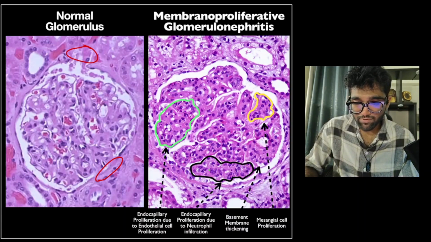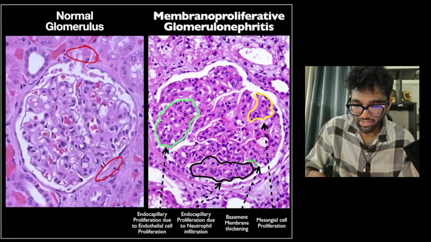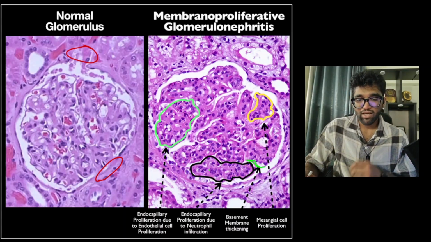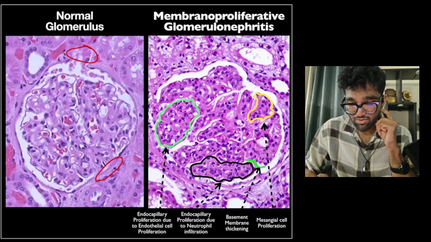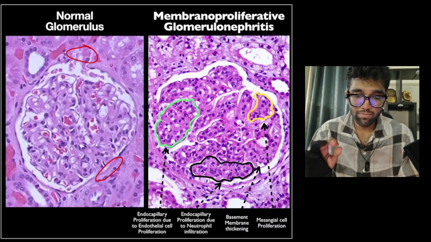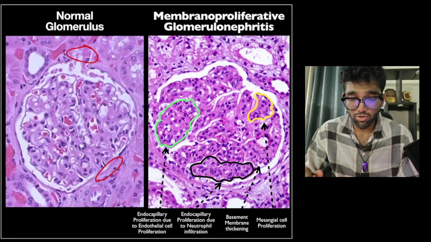Now, finally, we see thickening of the capillary bed. So actually, this is the thickened capillary bed, and it is a little difficult to see. It's only when you see an open capillary that you see that the wall of the capillary is actually thickened. Okay, so these are the four things that classify a patient as having membranoproliferative GN.